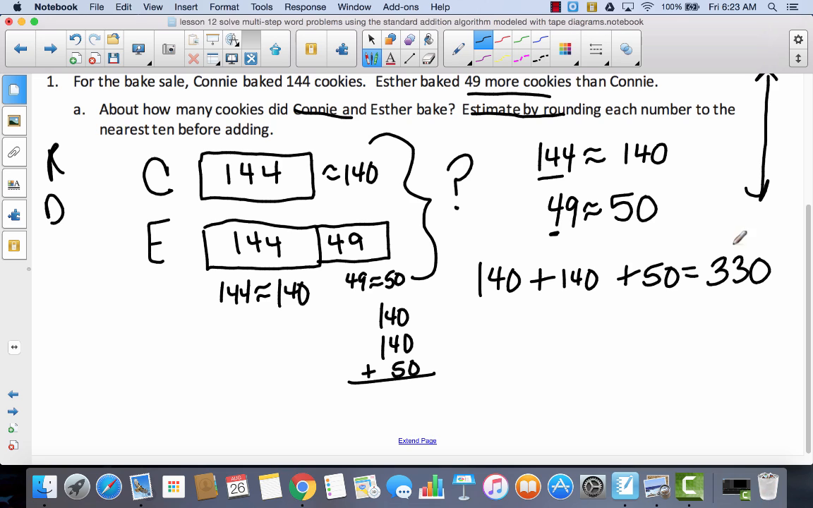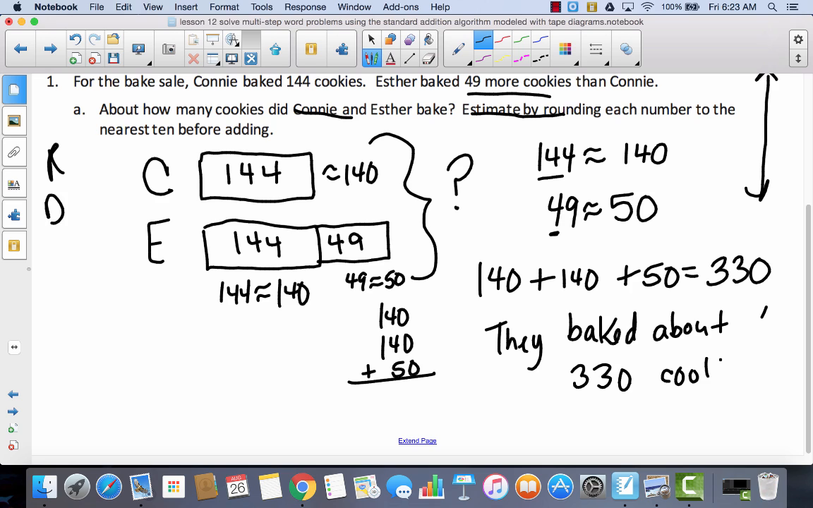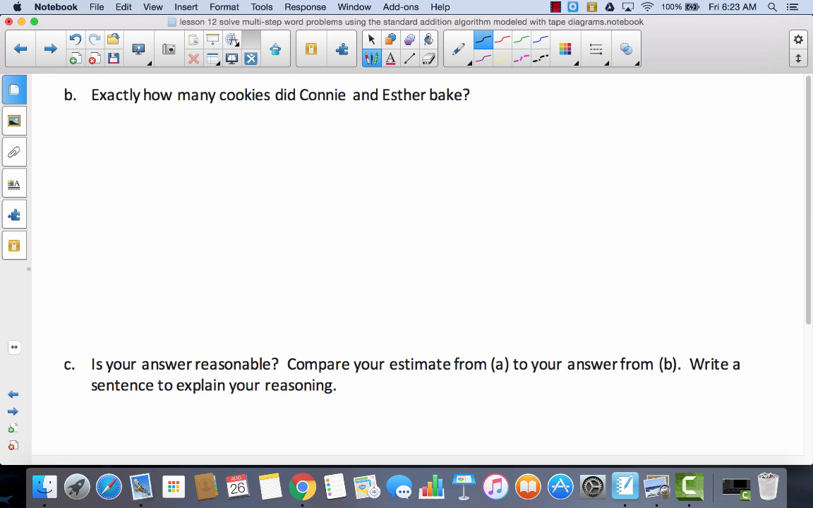So this is our estimate, okay? So we could say that they baked, now notice I'm going to use this word, about 330 cookies, okay, because that's my estimate. Now let's take a look at B. Now B says exactly how many cookies did Connie and Esther bake.